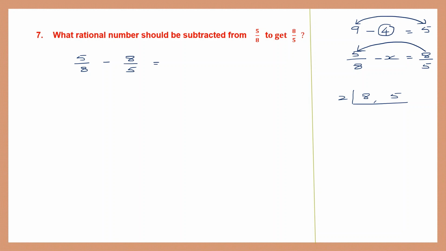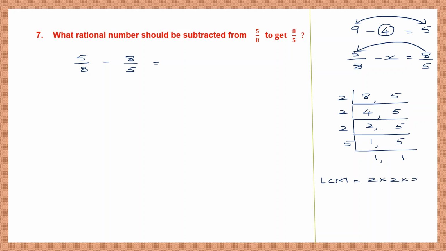So let's find the LCM of the denominators 8 and 5. So I'm going to use 2. 2 4s are 8. So let's write 5 as it is. Again I continue with 2. 2 2s are 4. 5 as it is. Again continue with 2. 2 1s are 2 and bring down 5. Now I can use 5. 1 and 1. Now what is our LCM? LCM will be 2 into 2 into 2 into 5. So let's multiply. 2 2s are 4, 4 2s are 8, 8 5s are 40. So the LCM is 40. So let's use 40 as the common denominator here.